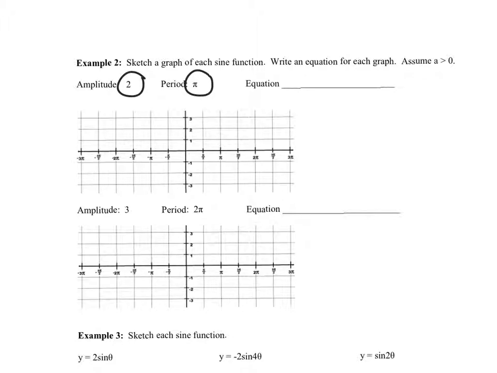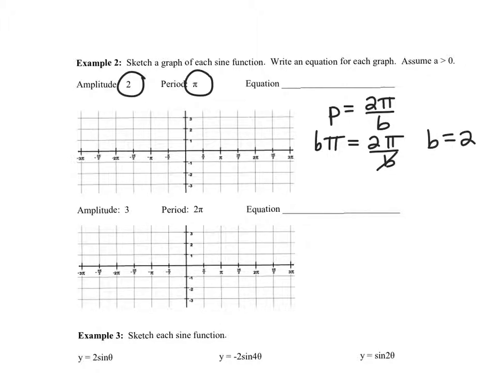So a lot of people just put b as pi. That's not true because the period is equal to 2 pi over b. So pi is equal to 2 pi over b. So if I multiply both sides by b, I get b pi equals 2 pi. So 2 equals b. And we're also assuming that this is a positive sine function. So I'm going to write y equals 2, because that's my amplitude, sine of 2x, because that's my b value.